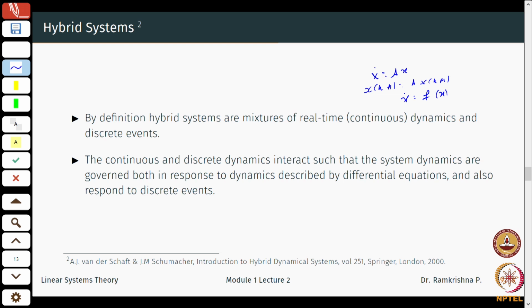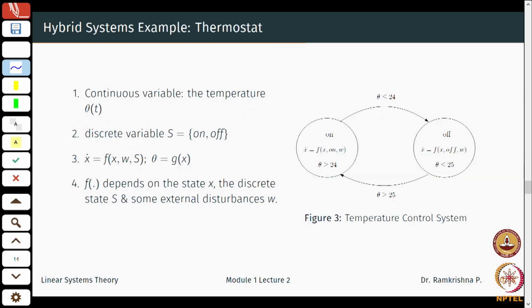Okay. So in this hybrid dynamics, the response of the system in the continuous case is just governed by f, or here just governed by A and so on. So here the response is governed by not only f, but also how they respond to certain discrete events. Okay. As a simple example, I am just looking at a temperature control system, a very simple example of a thermostat. We learn it in very early training of our physics education.